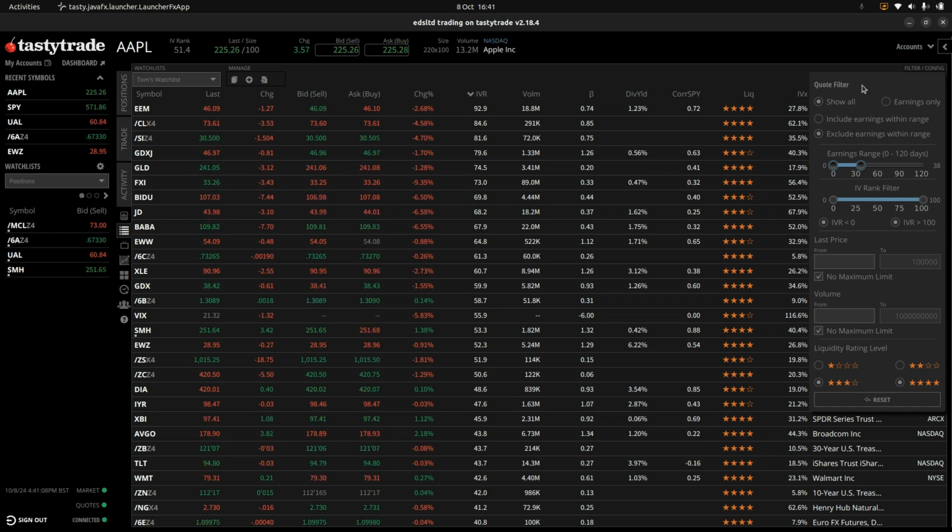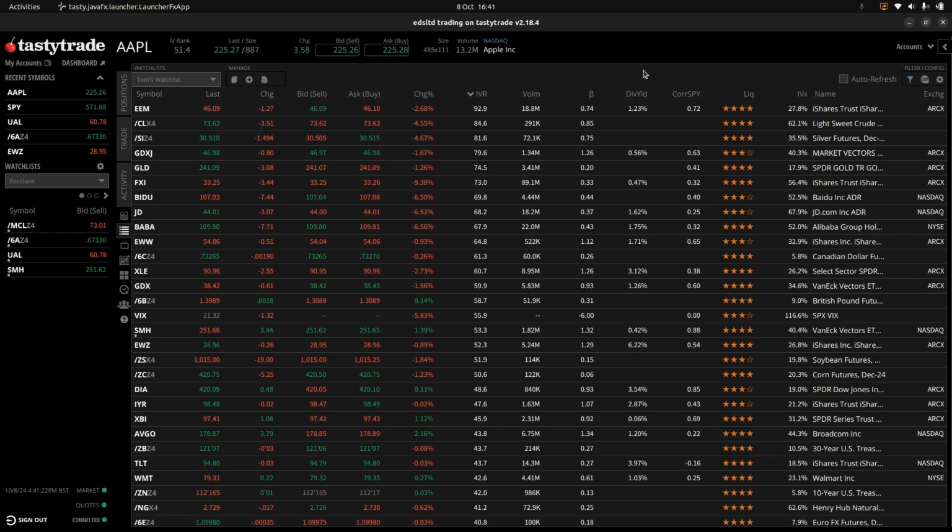So we want to stay away from that, and we also want to filter out anything that has a low liquidity level. The reason for this is we only want to trade things with high liquidity, and that's going to give us tight spreads, and it's going to allow us to get in and out of positions relatively easily. So now, once you've done that, what's left here is a list of underlyings that don't have earnings and are very liquid to trade.